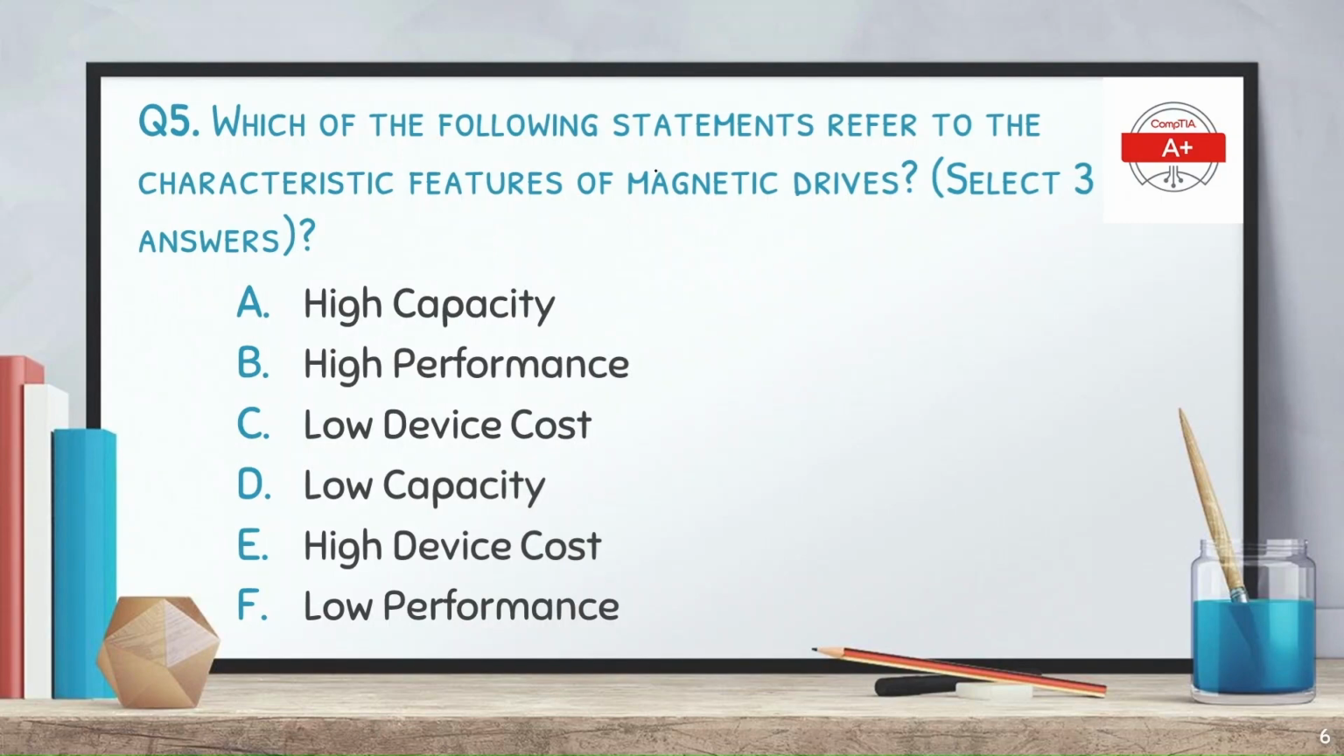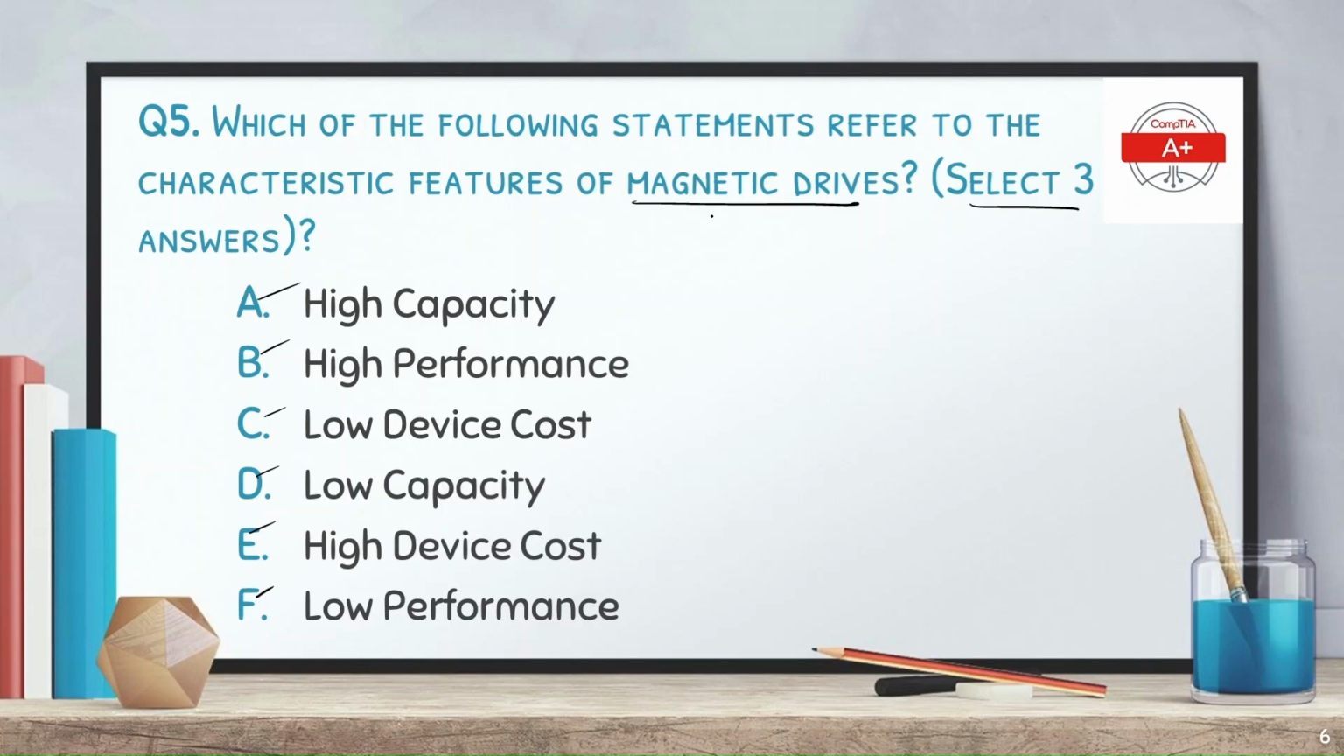Question number five is, which of the following statements refer to the characteristic features of magnetic drives? We have to select three answers. The options are: A, high capacity; B, high performance; C, low device cost; D, low capacity; E, high device cost; and F, low performance.